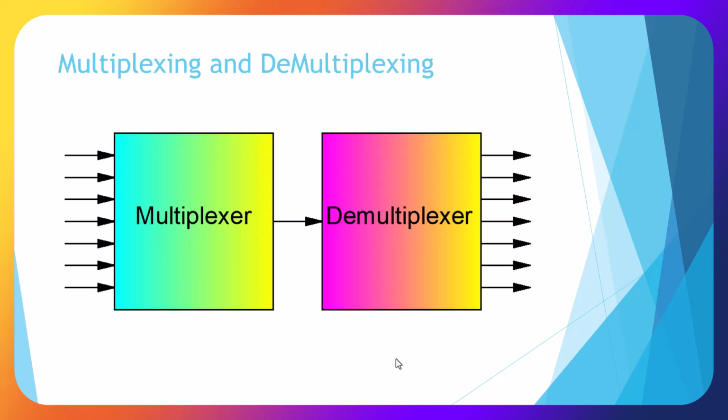We can multiplex data where we have several input streams and we can mix them together with some technique, send them over one line and demultiplex them at the other end and reconstitute our information.